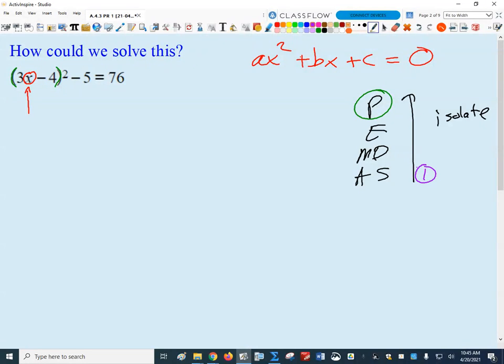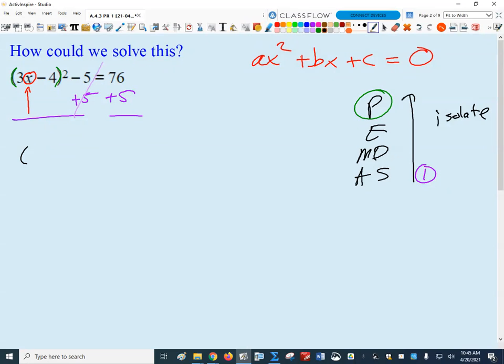Step number 1, is there any addition or subtraction that we need to undo to get that x by itself that's outside of the parentheses? What do you got to do, Noah? You got to add 5. We got to add 5 because I've got this 5 outside of the parentheses I've got to get rid of. Okay, good. So we cross those out.